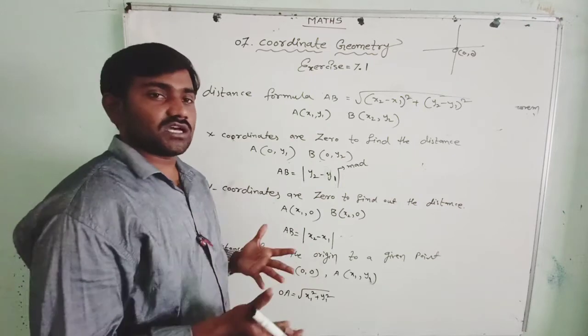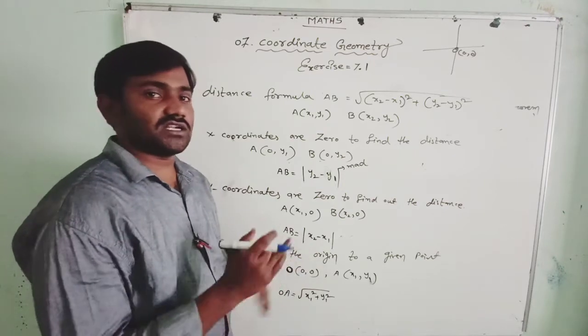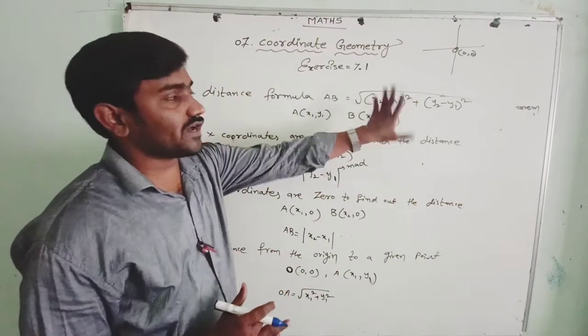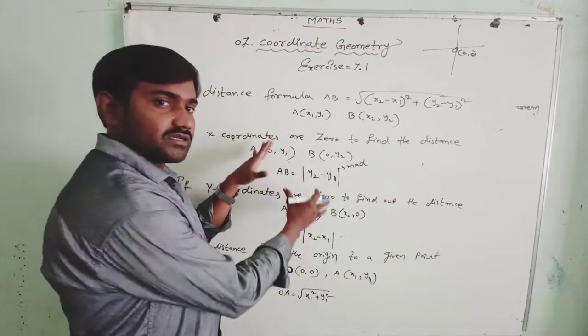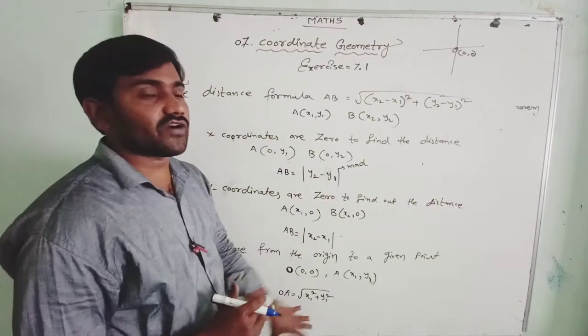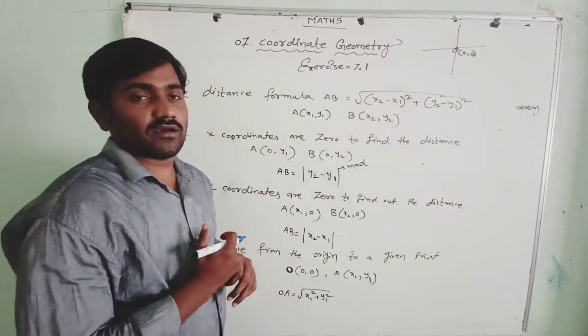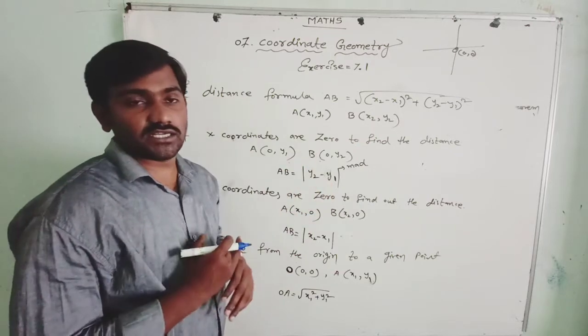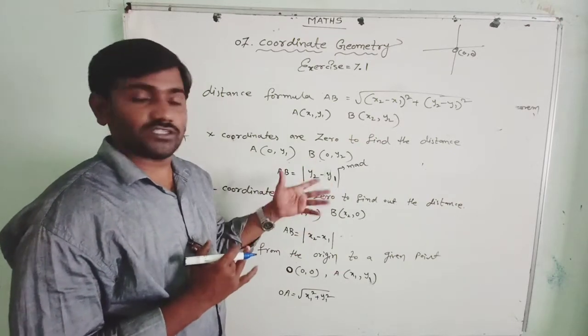Either x coordinates are 0 or y coordinates are 0, the distance from the origin, at every time you can use only this formula. If you don't remember these certain formulas, these are the derivative formulas from this original formula. So this formula will help us to find out the distance clearly in any situation.